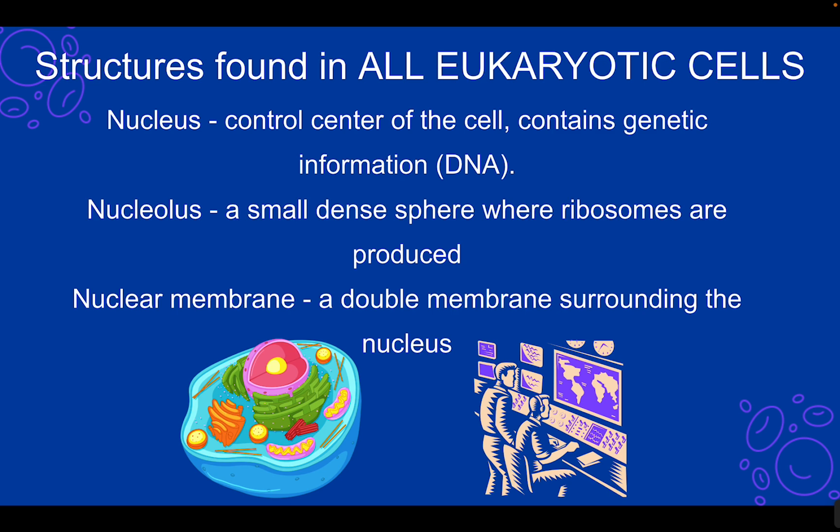This is very small and dense, and this is where those ribosomes are produced. So those ribosomes that make all the proteins that are spread throughout the cell, this is where they start. They are made inside of this nucleolus.